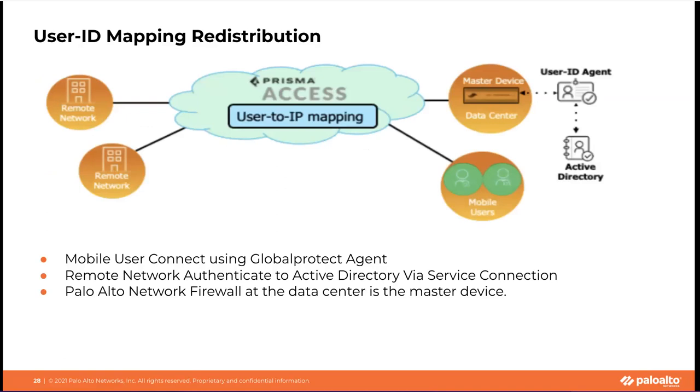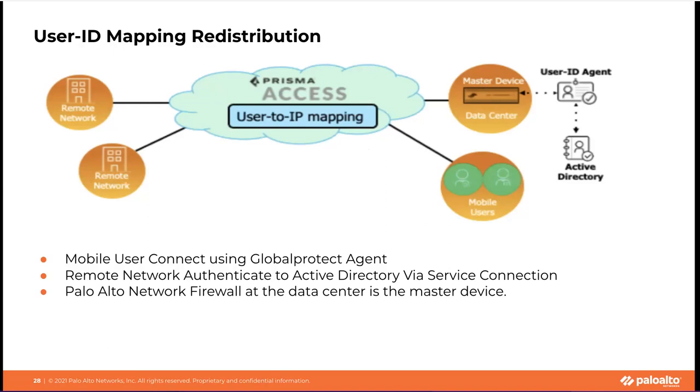This is a user ID mapping or redistribution. You can see here in this example, we have two remote networks which are connected to a Prisma Access and authenticate to the data center using a service connection. A Windows-based user ID agent is deployed at the data center location, which collects user to IP mapping from Active Directory or domain controller.